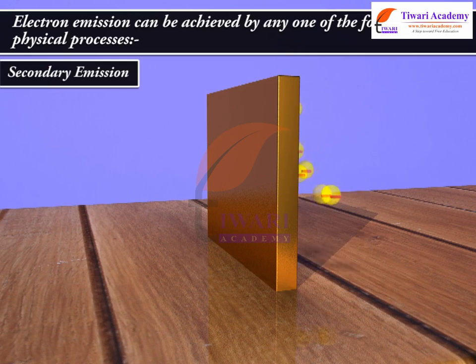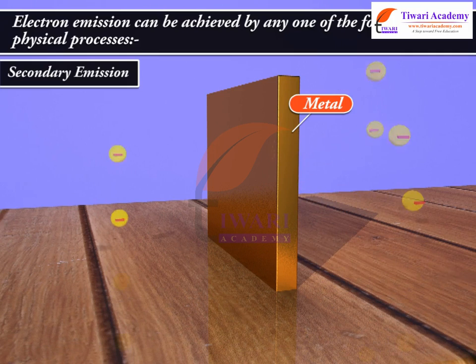Secondary emission. In this method, a high velocity beam of electrons strikes the metal surface and causes the free electrons of the metal to be knocked out from the surface.